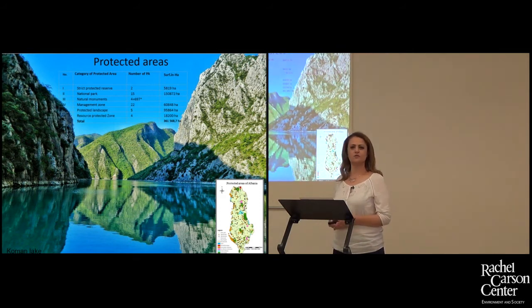Divided in six categories of IUCN that you see here, Albania has two strict protected areas, River Gashi in the north and Kardhiq Forest in the south, where they are protected mainly for scientific reasons and where no touristic activities are allowed.